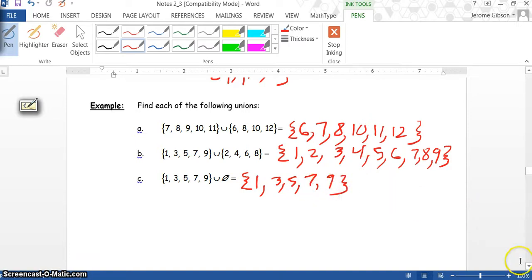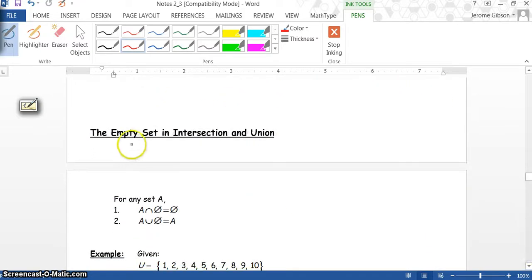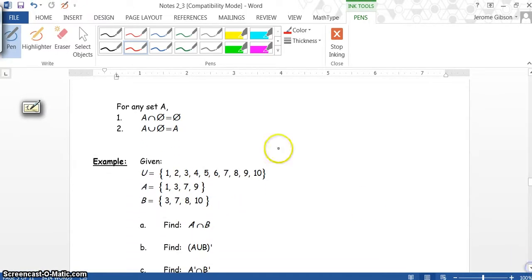And that is our final answer. Now, it says the empty set and intersection and union. For any set A, we have A intersect the empty set, or null set, equals the empty set. A union the empty set is equal to A.